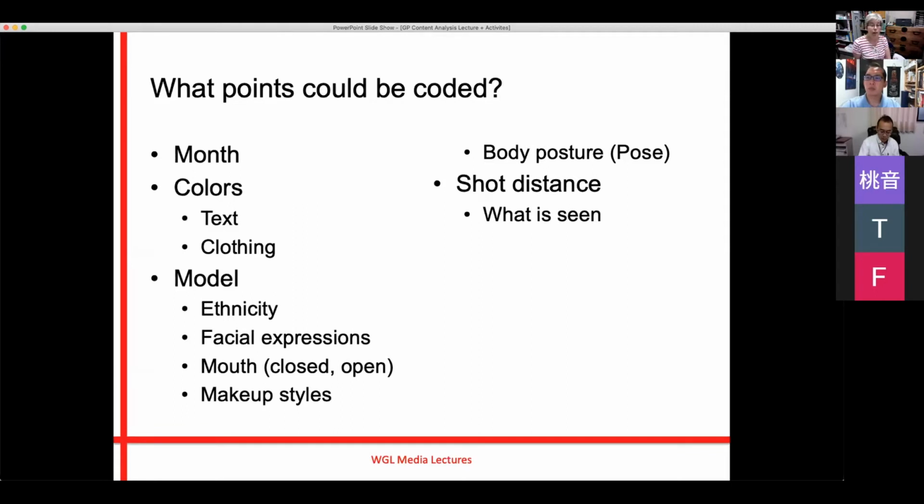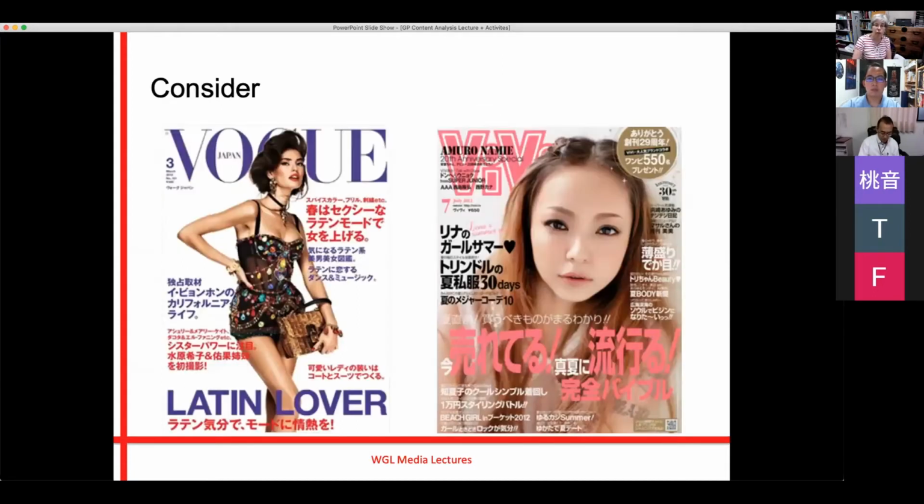Text, clothing, backgrounds are all points that can be compared. The models themselves, the ethnicity, both of those models were Japanese. Let me go back and show you. Both of these women are Japanese or of Japanese, at least half, descent. But the thing that always surprises me here is that the model that looks very Western has the black hair, and the model that's clearly more Japanese has the colored hair.